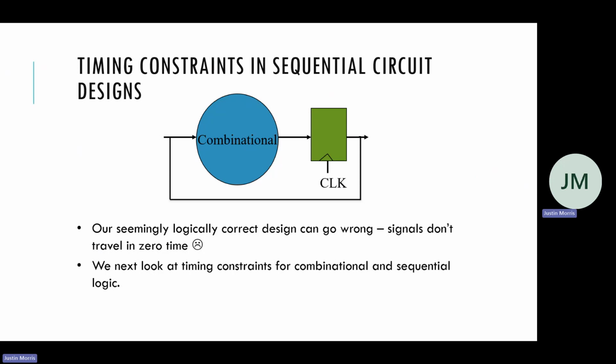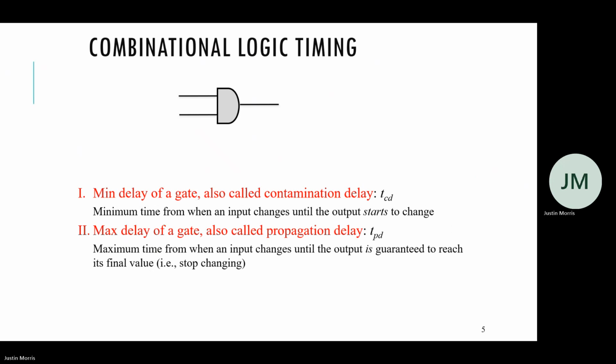Before we can go into sequential logic timing, we have to review a little bit about combinational logic timing, because our sequential circuits have combinational parts in them. The minimum delay of a gate is also called the contamination delay. You'll see this as TCD. It's the minimum time from when an input changes on the gate to when the output starts to change.